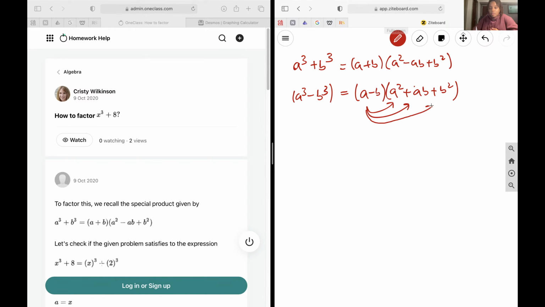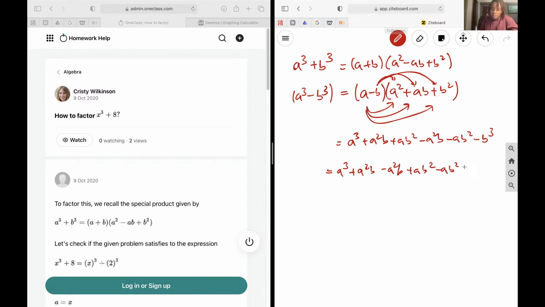Again, utilize FOIL. This will give you a cubed plus a squared b plus ab squared minus a squared b minus ab squared minus b cubed. Collect your like terms. This will become a cubed plus a squared b minus a squared b plus ab squared minus ab squared minus b cubed. These cancel, leaving you with a cubed minus b cubed. So you can tell the relation does hold.